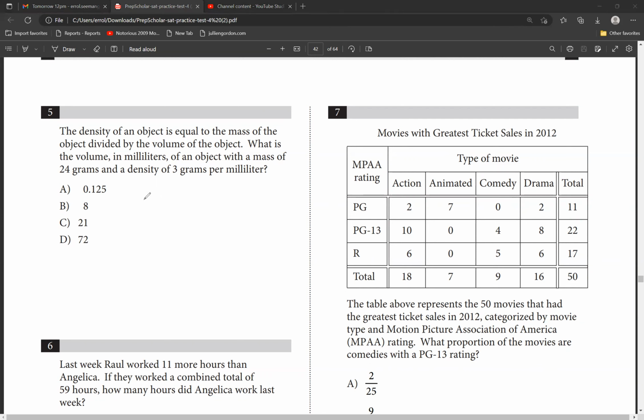Density of object is equal, so density equals mass of an object, mass divided by volume. What is the volume in milliliters of an object with a mass of 24 grams? Mass is 24 grams. X is what we're trying to find. And density of 3 grams per milliliter. So what's X there? 8. Yes, 8 milliliters. Yep, 8 milliliters.